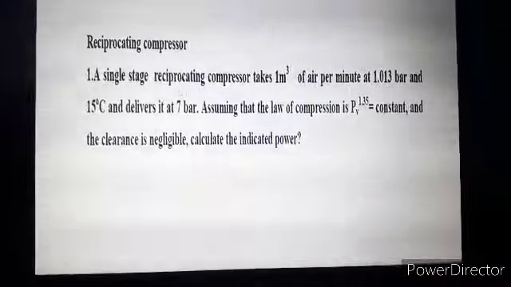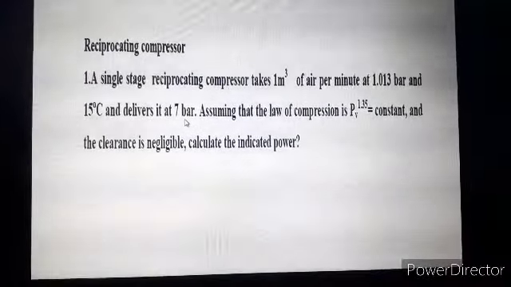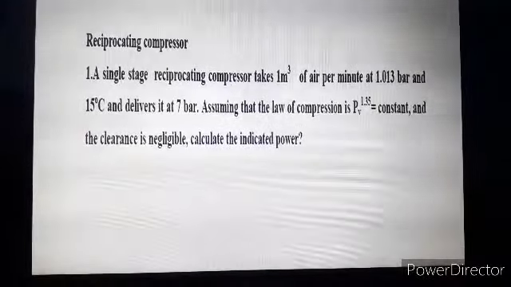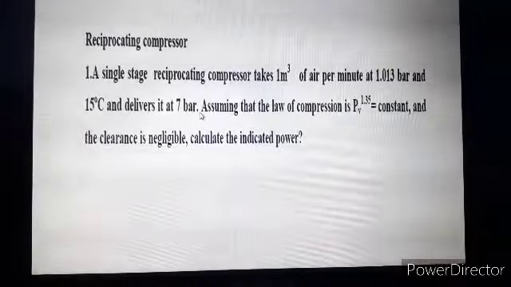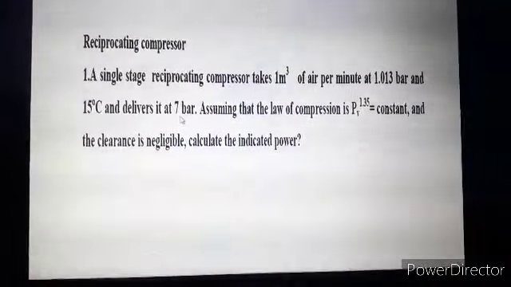Then this is the discharge pressure P2. It is 7 bar. Again we have to convert this pressure from bar to Pascal or Newton per meter square. So pressure P2 is equal to 7 into 10 raised to 5 Newton per meter square, or 7 into 10 raised to 5 Pascal.